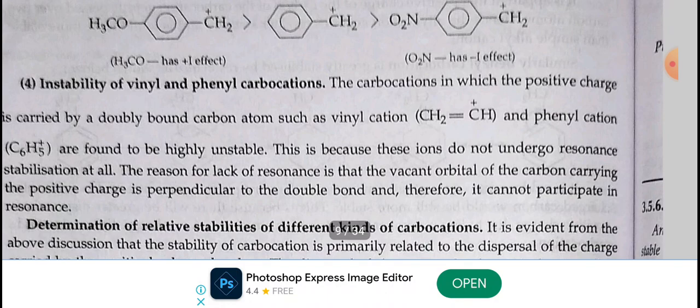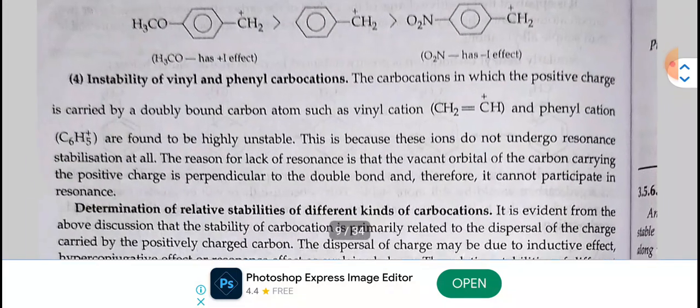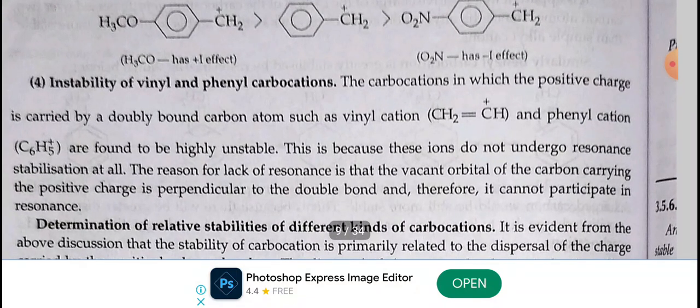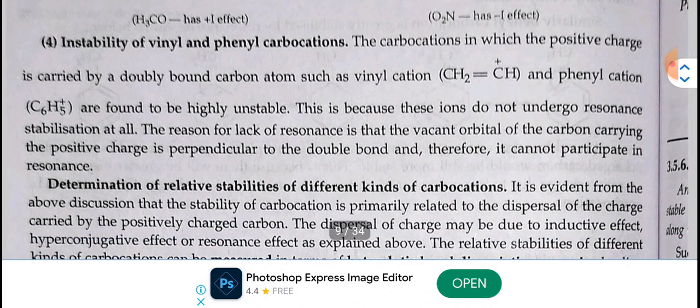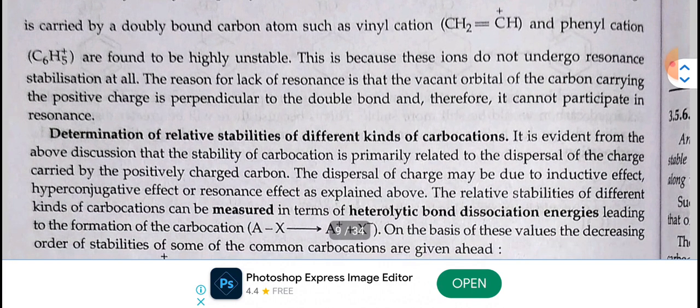Instability of vinyl and phenyl carbocations. The carbocations in which the positive charge is carried by a doubly bonded carbon atom, such as the vinyl cation and phenyl cation, are found to be highly unstable. This is because these ions do not undergo resonance stabilization at all. The reason for the lack of resonance is that the vacant orbital of the carbon carrying the positive charge is perpendicular to the double bond, and therefore it cannot participate in resonance.